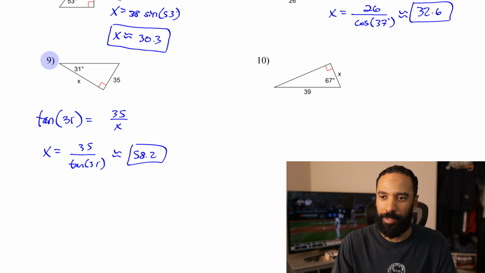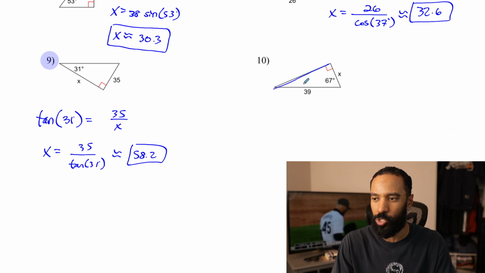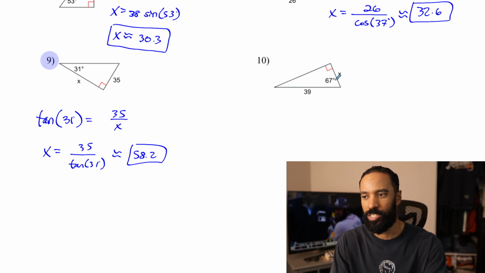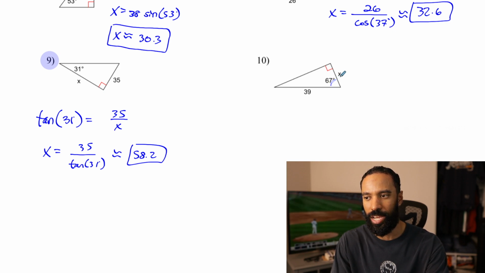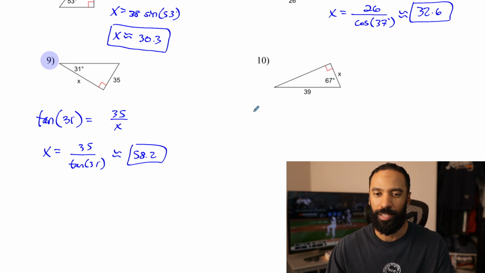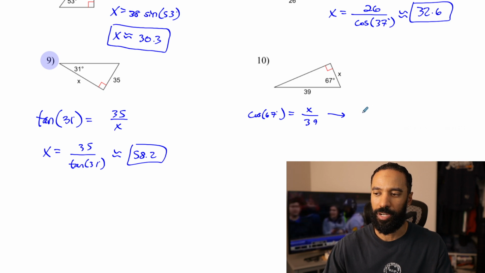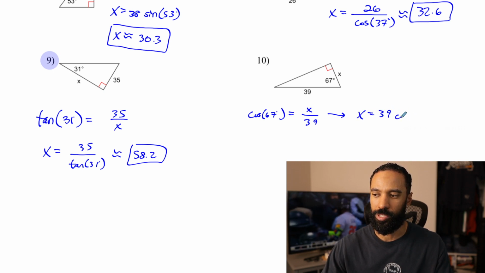And then number 10, again, hypotenuse, which one? Is it this one? Nope. It's this one right here, the 39. That's your hypotenuse. 67 is the known angle measure, and x is adjacent to it. So we are going to use cosine. The cosine of 67 degrees equals x over 39. Multiply both sides by 39, you get x equals 39 times the cosine of that 67 degrees.